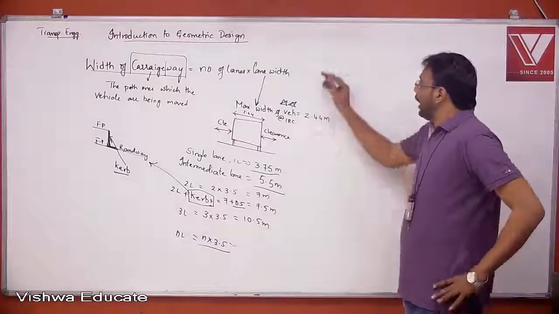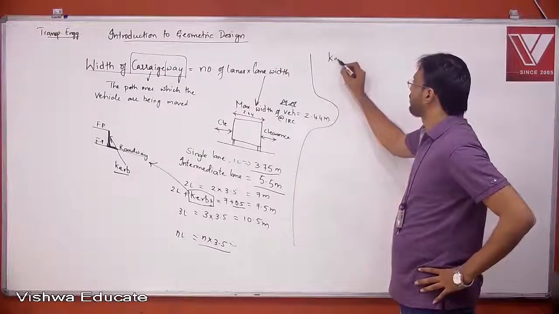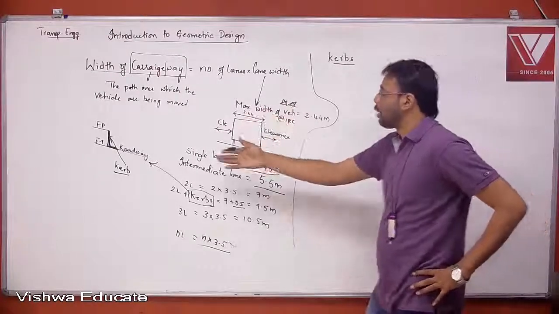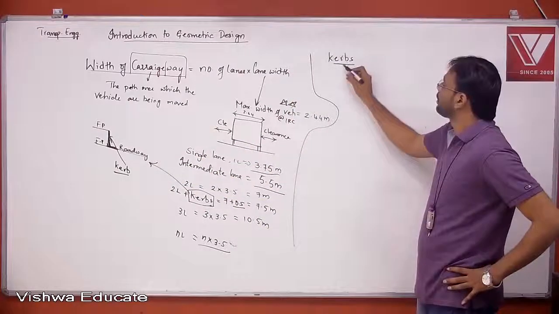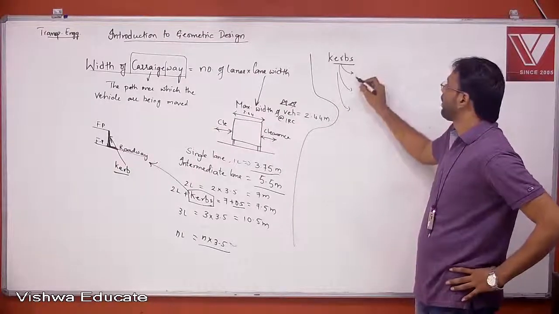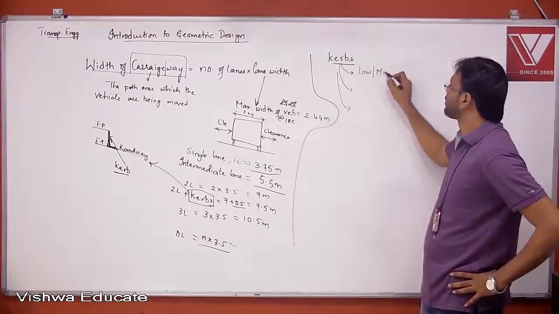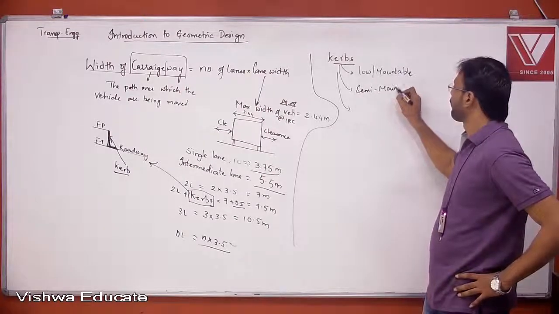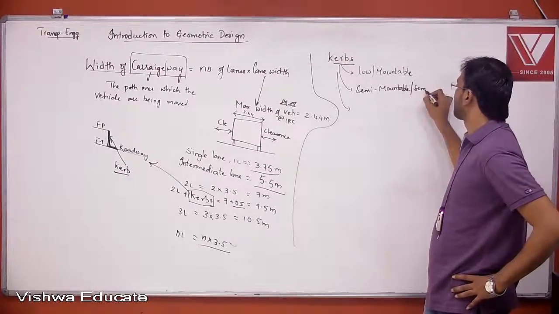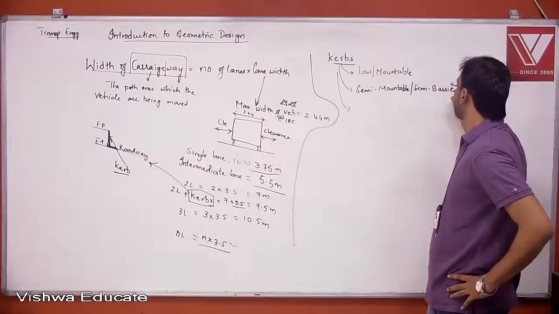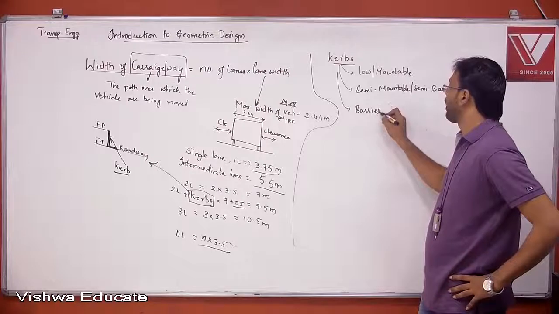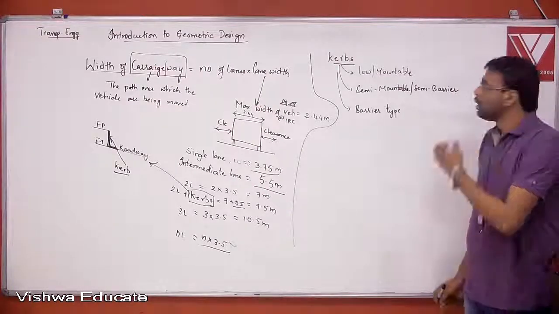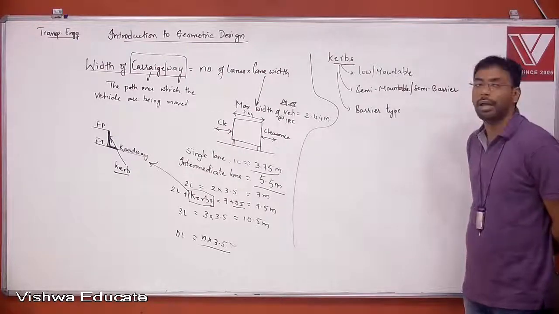And there are some other terms related to curbs. We have already seen what a curb is, but there are different types of curbs: low or mountable curbs, semi-mountable or semi-barrier type of curbs, and the last one is barrier type of curbs. So these are the different types of curbs: low or mountable, semi mountable or semi barrier, and barrier type curbs.